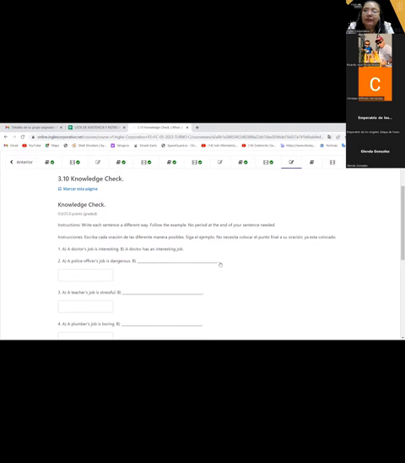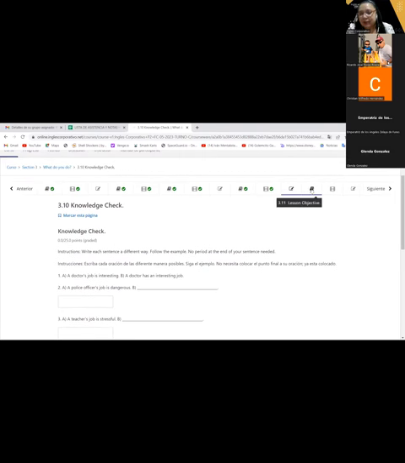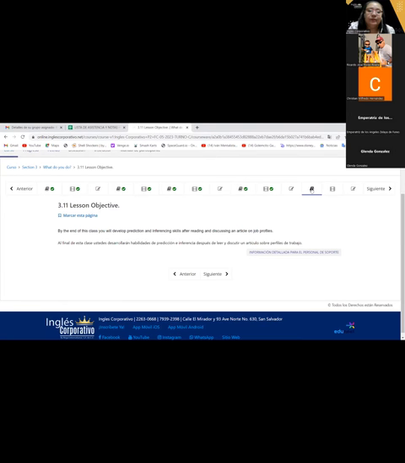Acá no necesitan escribir punto final para su oración porque ya tiene el punto, ¿de acuerdo? Pero acá les explica, mire, no se necesita punto final porque ya se los dan a ustedes. Solo escriben esta oración de una forma diferente. Ejemplo, a doctor's job is interesting. A doctor has an interesting job. Por eso les decía el doctor no porque es el clásico, ¿verdad?